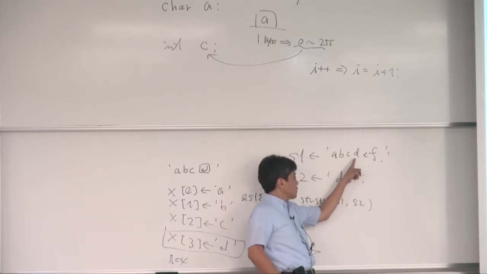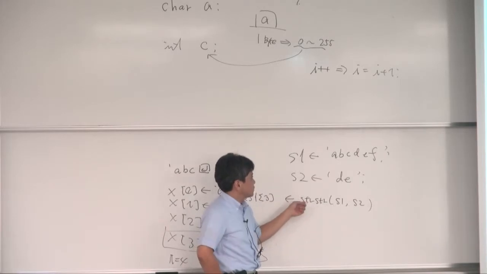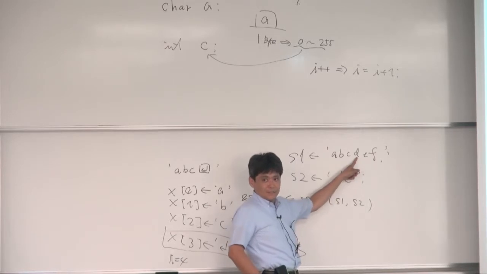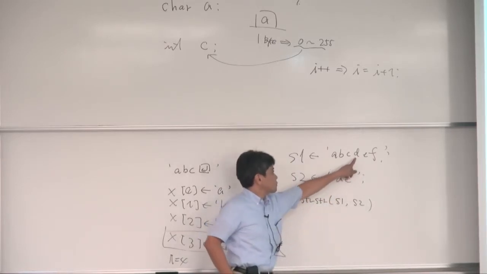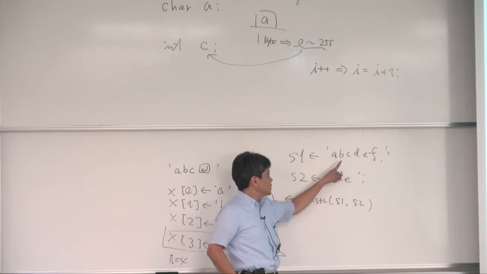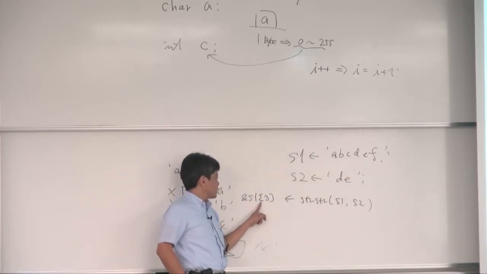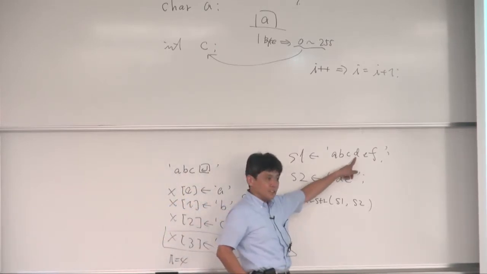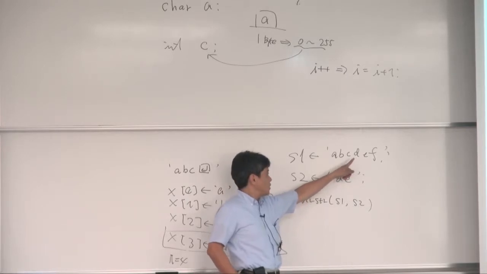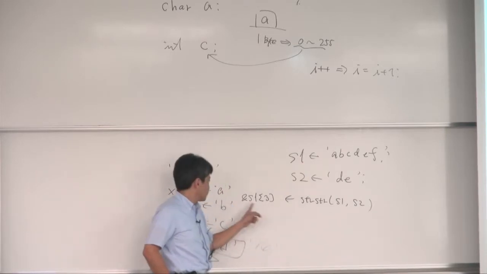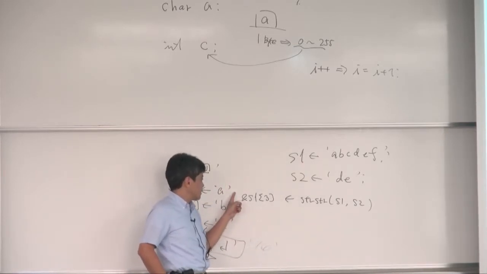So this function returns the address of this data. Actually, this position has index 3: S1 index 3, the content corresponds to the character D. However, this function returns the address of the data.